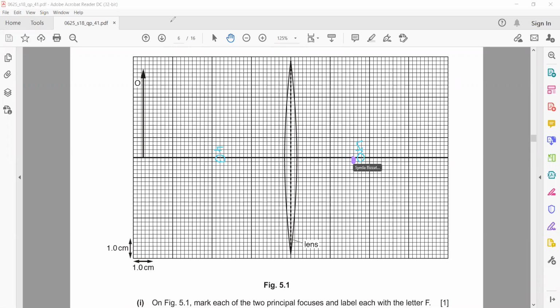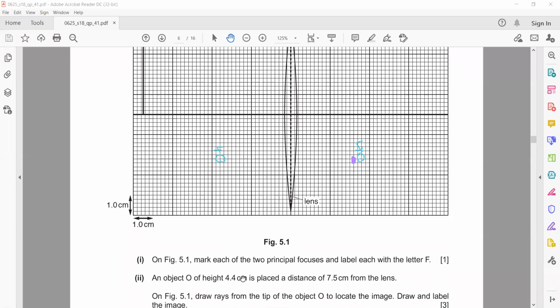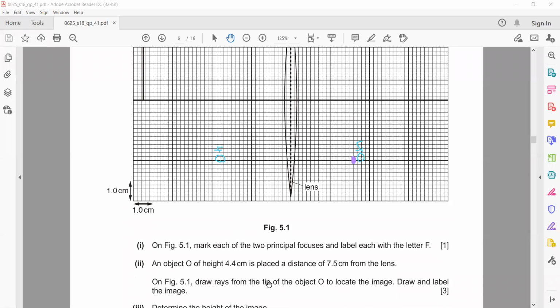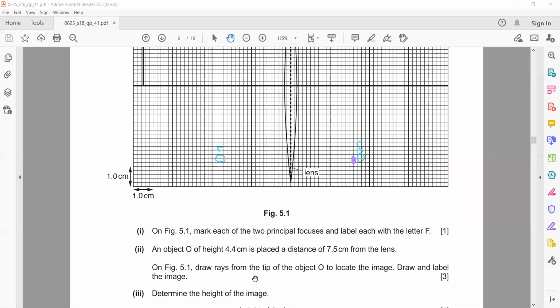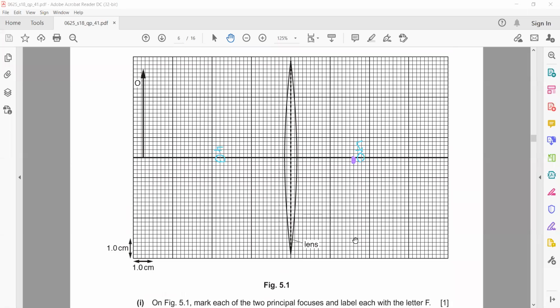Then in the second part, they're asking: an object of height 4.4 centimeter is placed 7.5 centimeter from the lens. On the figure, draw rays from the tip of the object and locate the image. So how do we locate the image? You can use the screen annotation. The ray passing through the center of the lens will pass straight, and the ray which is parallel will pass through the focus. The point where the two light rays meet or intersect is the position where you will have an image.